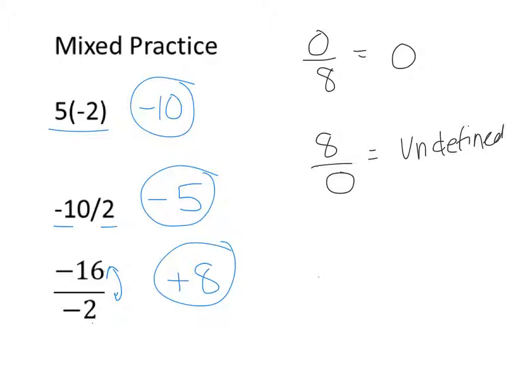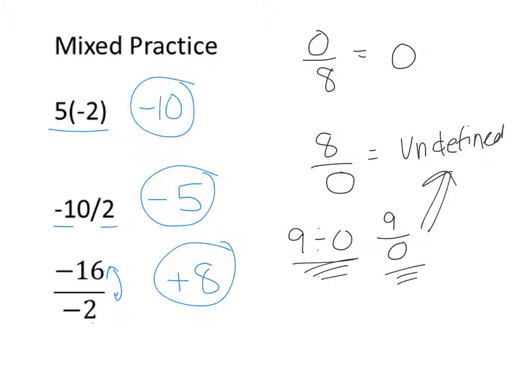Here's another example. 9 divided by 0. Well, if you wrote this, it would be 9 divided by 0, and that's also going to be undefined. So it can look like this, or it can look like this. When the 0 is second, it's still undefined.